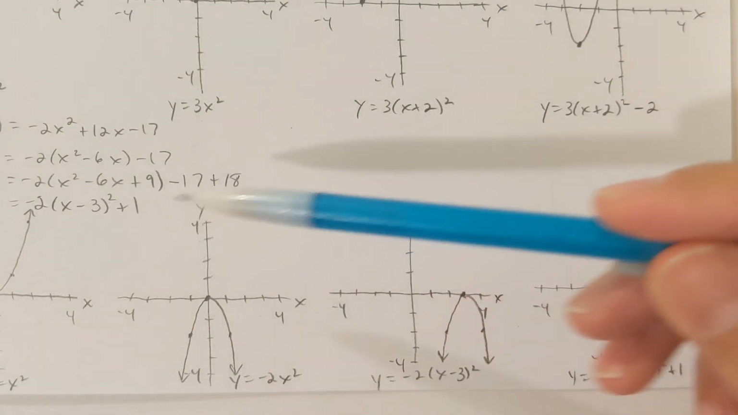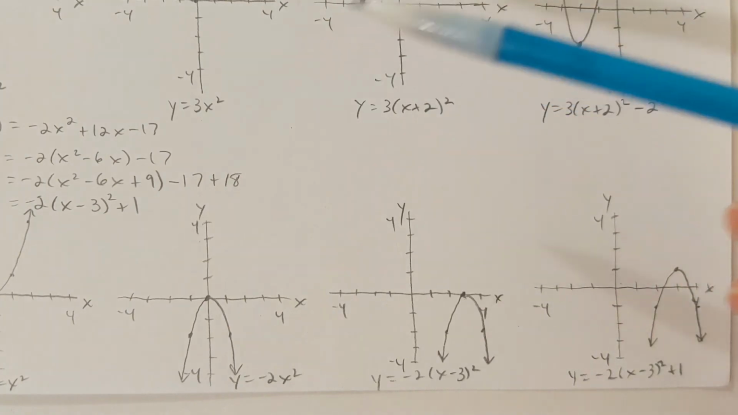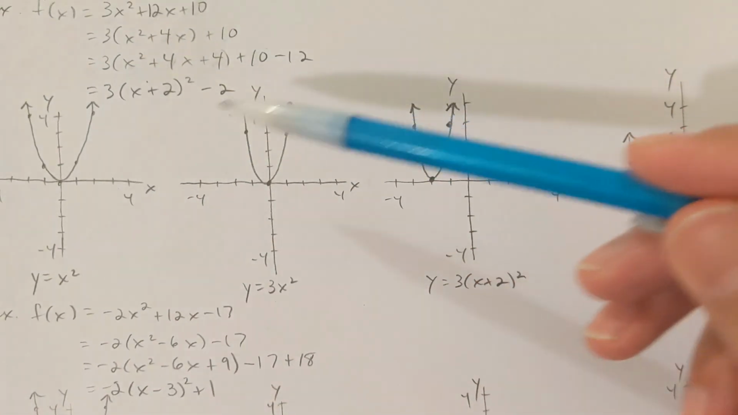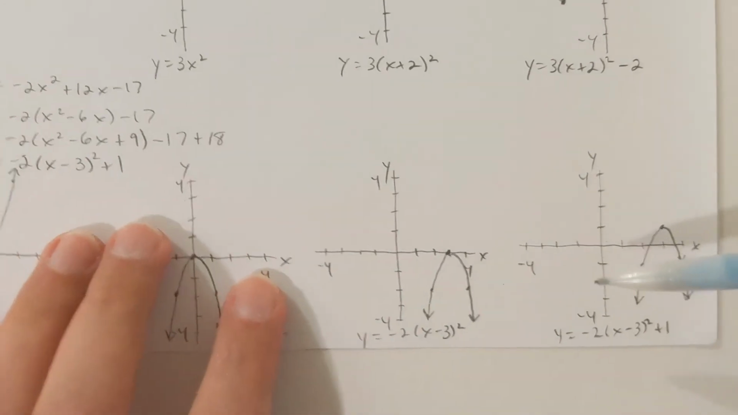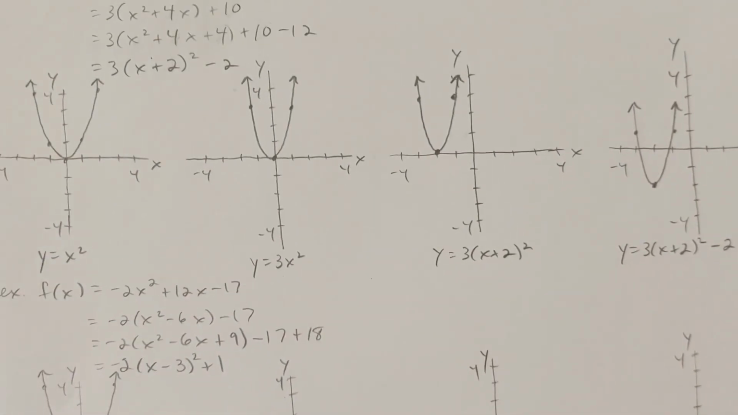Okay. The negative 2 has nothing to do with the vertex. Same thing with the 3. That's right there. It has nothing to do with the vertex. Okay. Let's stop right there, and we can finish the rest in the next video.